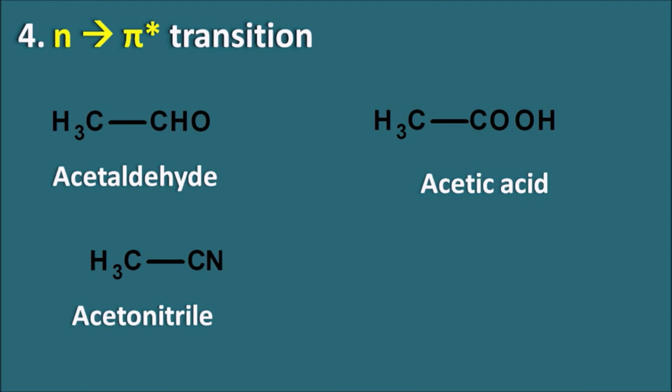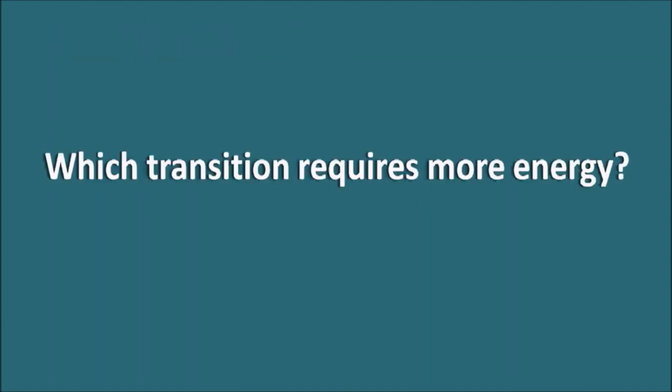So in this way, all the carbonyl compounds like aldehydes, ketones, acids, and acid derivatives can show the n to pi star transition. But when the molecule shows the n to pi star transition, it can also undergo pi to pi star transition. So the n to pi star transition is observed along with the pi to pi star transition in these molecules. Now let us see which transition requires more energy.